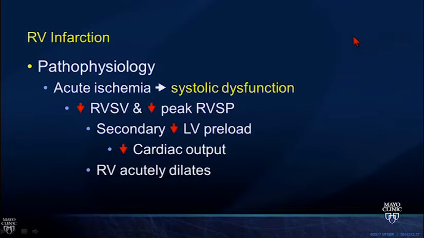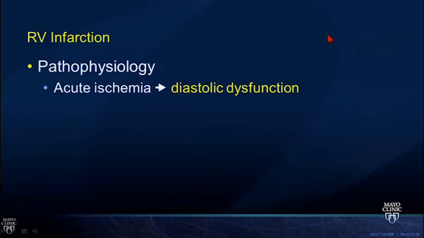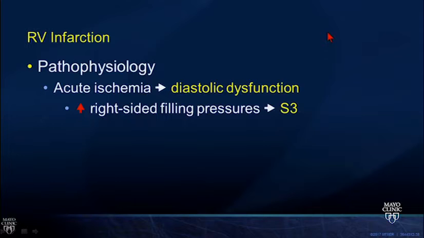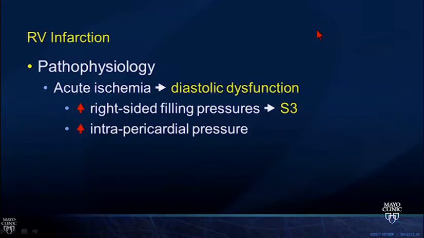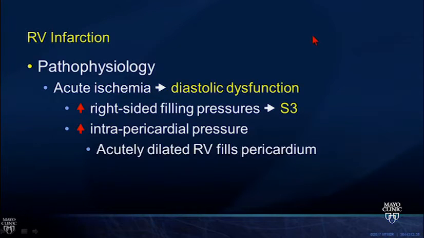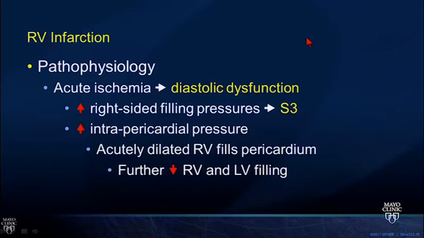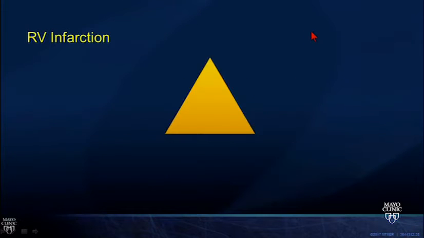The RV acutely dilates to try and accommodate this, but because of the acute nature, this is oftentimes insufficient. It's not just systolic dysfunction either. There's accompanying right ventricular diastolic dysfunction, and you can get a right-sided S3. A right-sided S3 is something that should cue you in to the presence of an RV infarct. As the RV dilates, there's only so much space in the pericardium, and it can end up squishing the LV, further impairing left-sided filling.